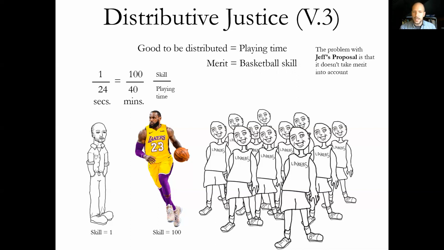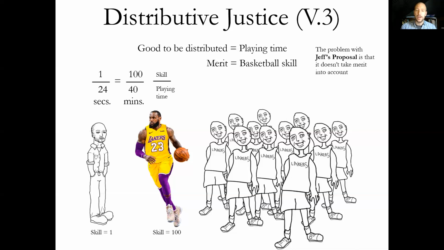Well, what that means is that me, with a skill of 1, should get 1/100th of 40 minutes, which is 24 seconds, right? Being honest, that's probably a little bit too much for me. My skill is probably actually 0, but it's harder to illustrate the math if I just use 0. But anyways, because LeBron James is 100 times better than me, he should get 100 times more playing time, right? That's what would be fair.